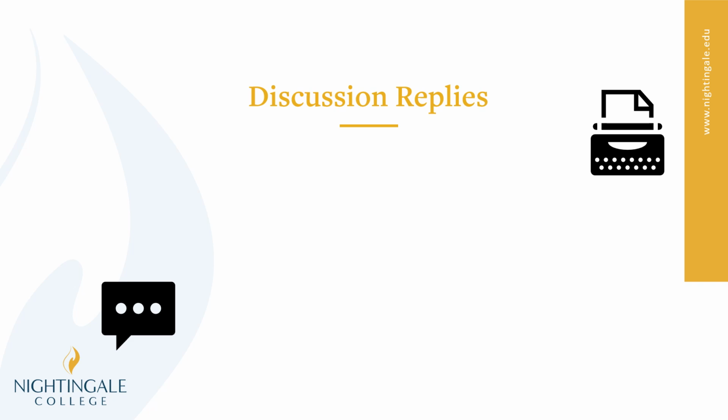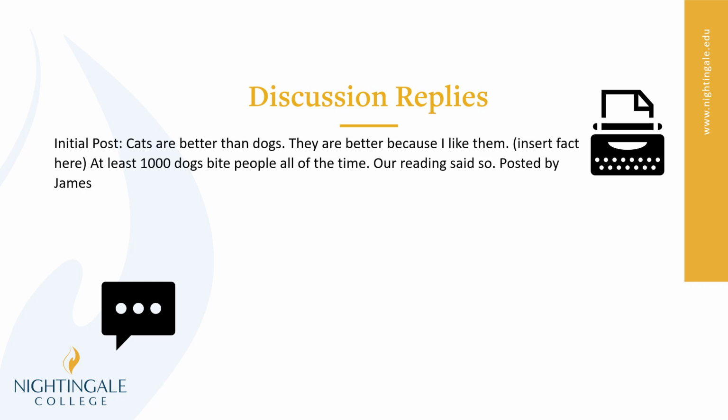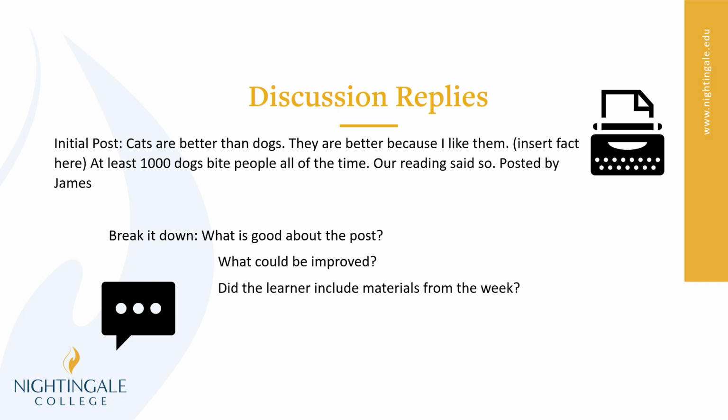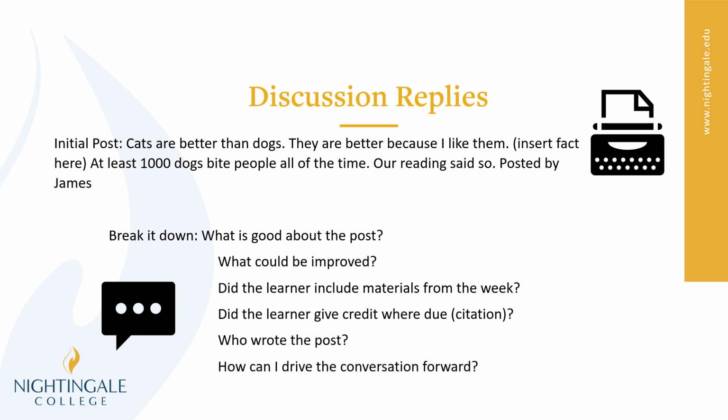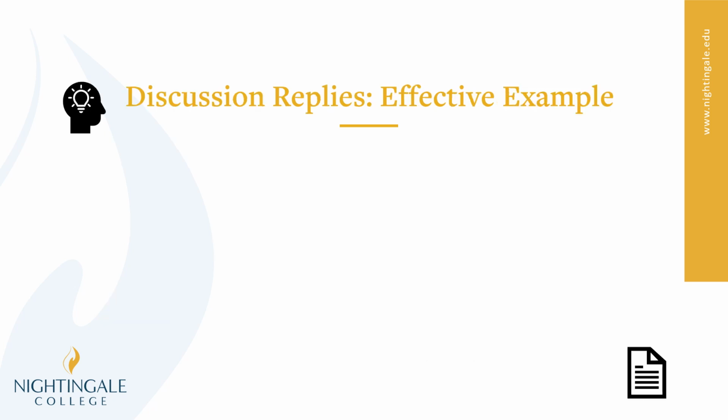So now I'm going to show you 2 discussion replies. So the initial post is: cats are better than dogs. They are better because I like them. Insert fact here. At least 1,000 dogs bite people all the time. Our reading said so. Posted by James. So this discussion reply, if you're providing feedback to it, you want to think about what's good about the post. What could be improved? Did the learner include materials from the week? Did the learner give credit where credit was due, including citation? Who wrote the post? How can I drive the conversation forward?